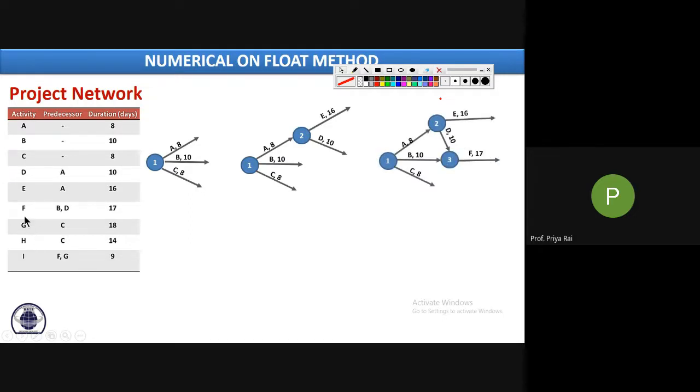Now comes the G activity. Now tell me from where it will start. The predecessor is only C. So here this C will end somewhere here, and from this event your G activity will start. See, this is the G activity. So it satisfies the predecessor relationship, that is, the predecessor of G is C.